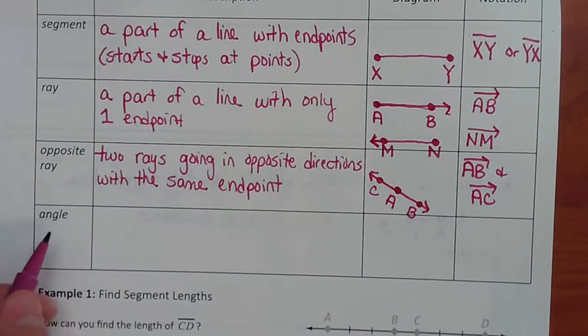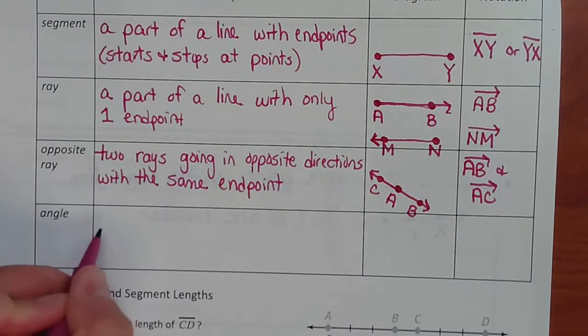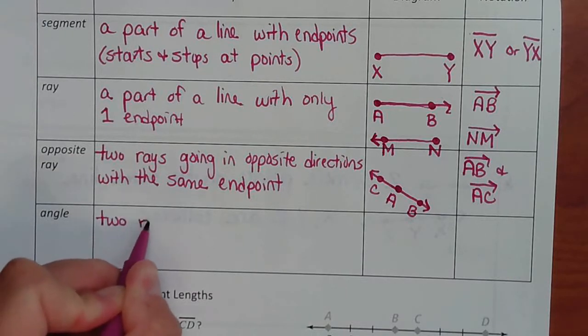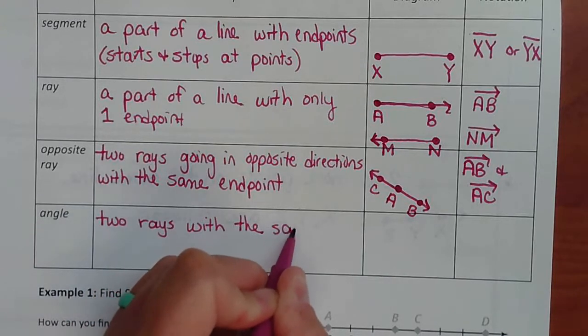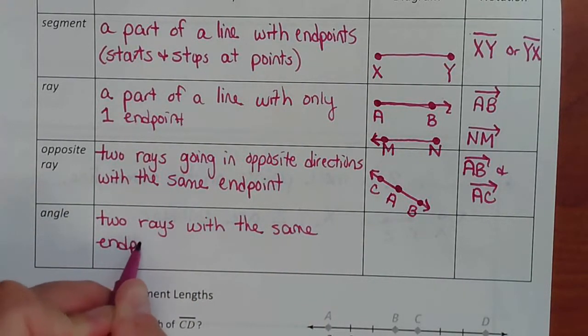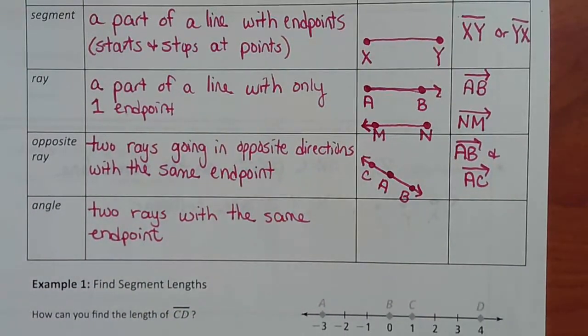So for an angle, what an angle is, an angle and opposite rays are very similar, except an angle doesn't have to go in opposite directions. It does have the same endpoint. So an angle is two rays with the same endpoint. We will be talking about angles from now until June, and we will be notating them. We will be drawing them, writing the names of them, and hopefully this extra work and practice at the beginning will help all of you to know how to write the names of these angles. So an angle are two rays with the same endpoint.